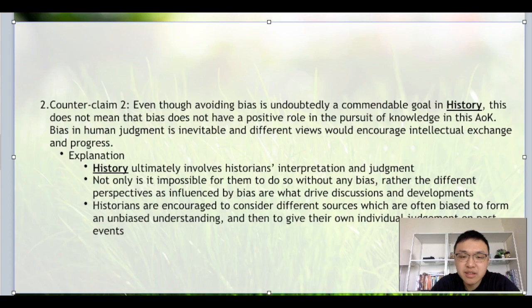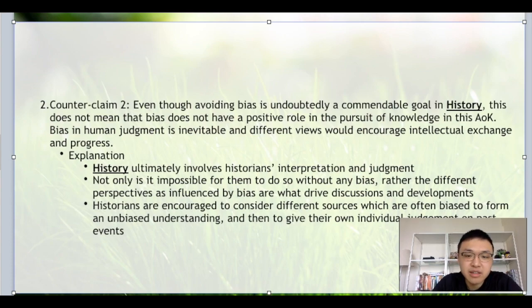But then the discussions between historians from different biases can lead to improved knowledge in history, right? So the point is that different historians inevitably will have their own biases because they have different cultural backgrounds, they have access to different information, right? But then, if historians are able to exchange their ideas, this can ultimately lead to better understanding of history, right?